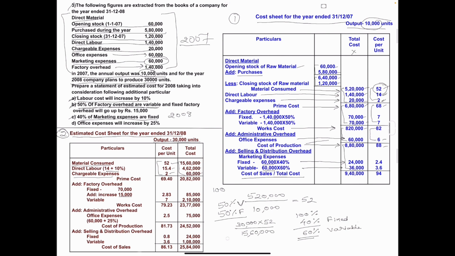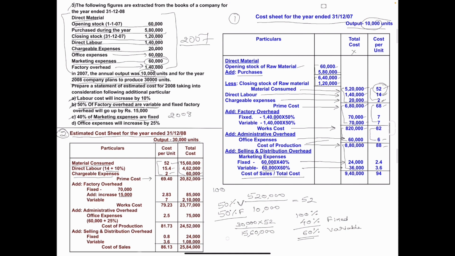Add these three: 52 plus 15.4 plus 2. Total is 69.40. Add these three figures: 15,60,000 plus 4,62,000 plus 60,000. Total amount is 20,82,000, and this is called prime cost.